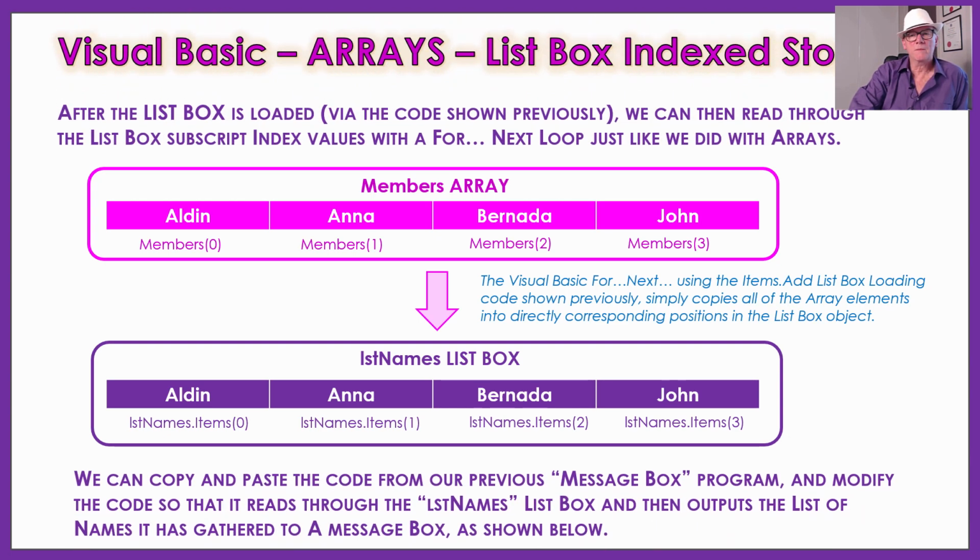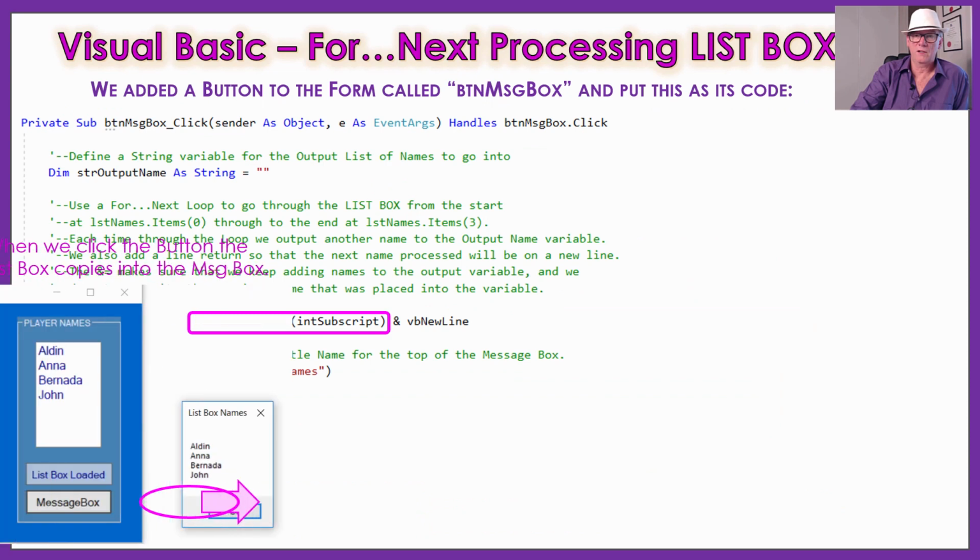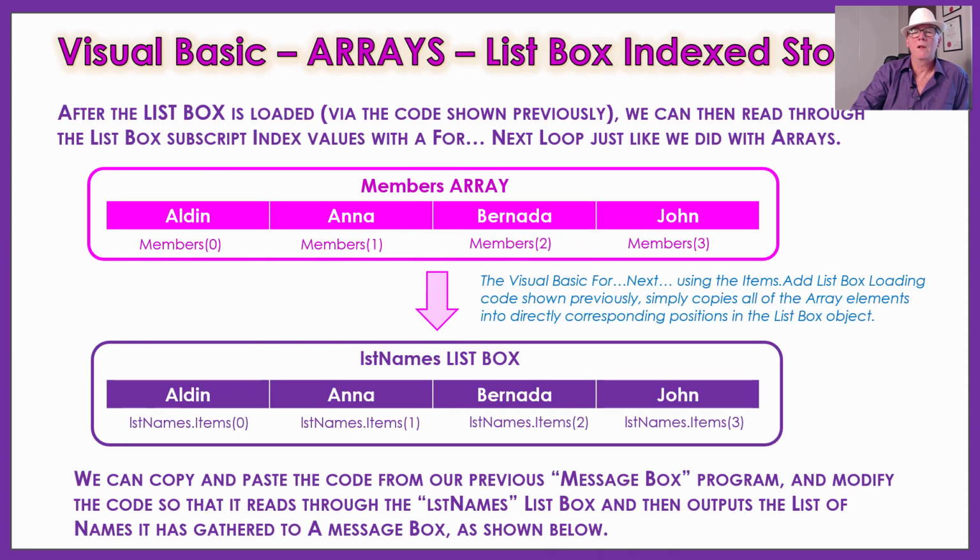So after the list box is loaded, we can actually read through the list box. Let's go back up there. All right, so we've got an array, and that's inside the computer in memory, and we can't see it. And we've brought it out into a list box now, and the list box is an item on the screen. That's pretty much the same as an array, but it's kind of like when you've opened up the drawer and you can see all the kitchen utensils in it.